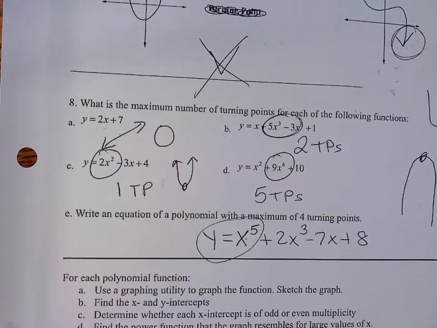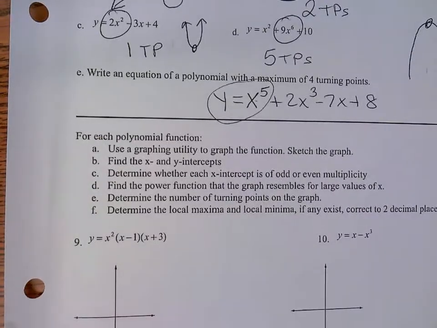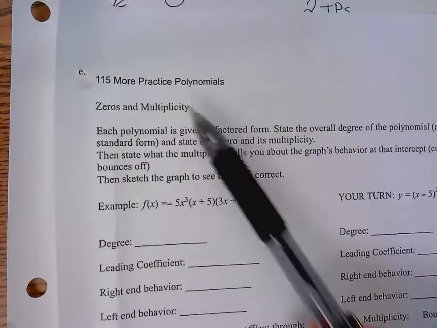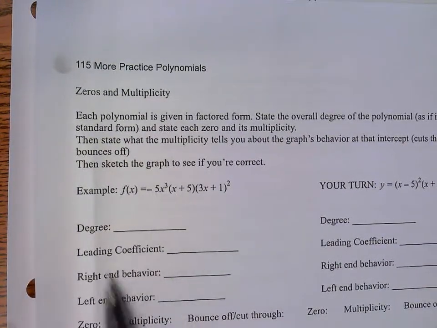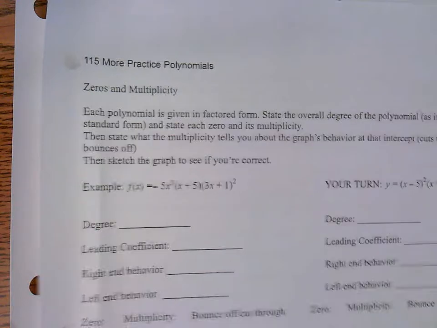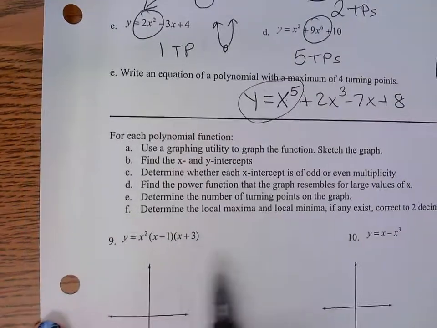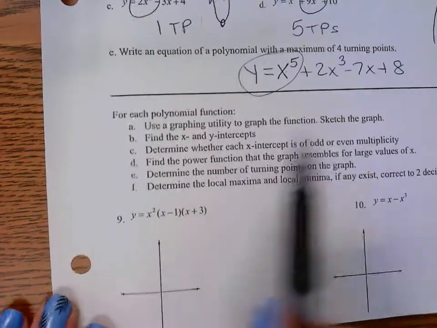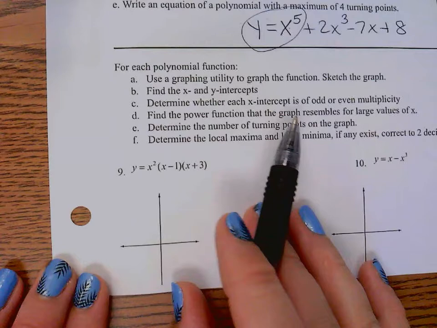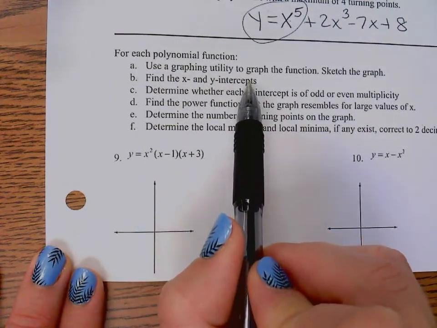All right, we're going to do 9 and 10 together, and then you're going to jump on and do a couple today from 115, because it's basically repeating degree, leading coefficient, multiplicity. If it bounces off or cuts through, that's exactly what we're doing on 9 and 10 to sketch the graph. It says using a graphing calculator. We're to answer the questions and see if we can do it ourselves. So find all the x and y intercepts basically and graph them.